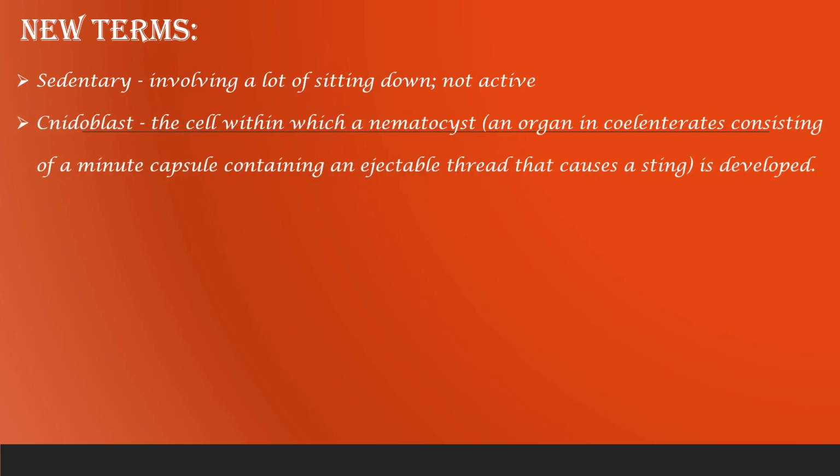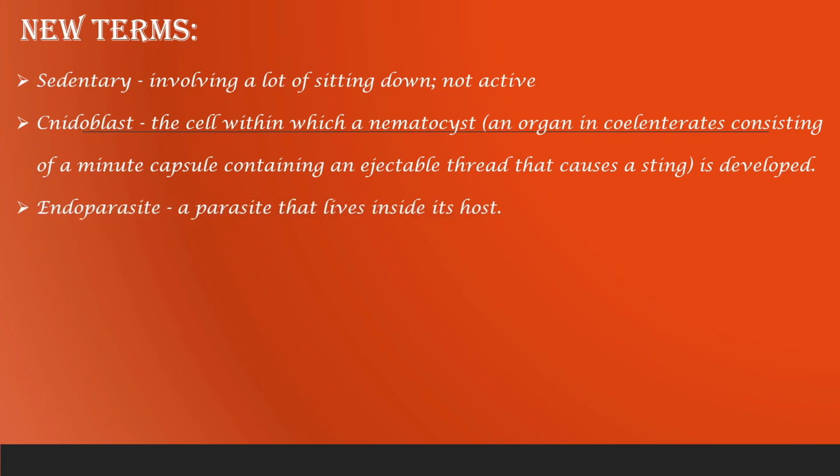Students, now let us understand the meaning of some new terms. So the first term is sedentary. The meaning of the word sedentary is involving a lot of sitting down. That means we can say not active. The second term is cnidoblast. The meaning of cnidoblast is the cell within which a nematocyst is developed. Now what is nematocyst? Nematocyst is an organ in coelenterates consisting of a minute capsule containing an ejectable thread that causes a sting.